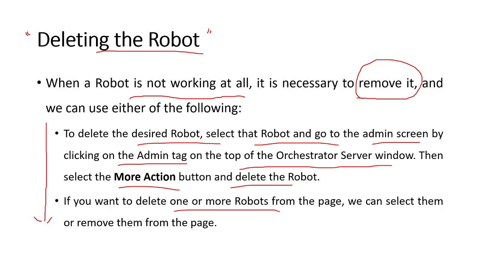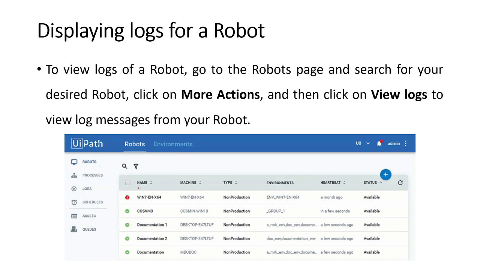If you want to delete one or more robots, obviously we can select more than one. A multiple selection option will also be there. You can select multiple robots and remove them from the page like this. Can you see here? There is a checkbox here. If you check this checkbox, all these robots will get selected. And if you want to remove all of them, then select this, then go to the admin page as I said. Then you will get an option called delete. Then select delete. Clear?